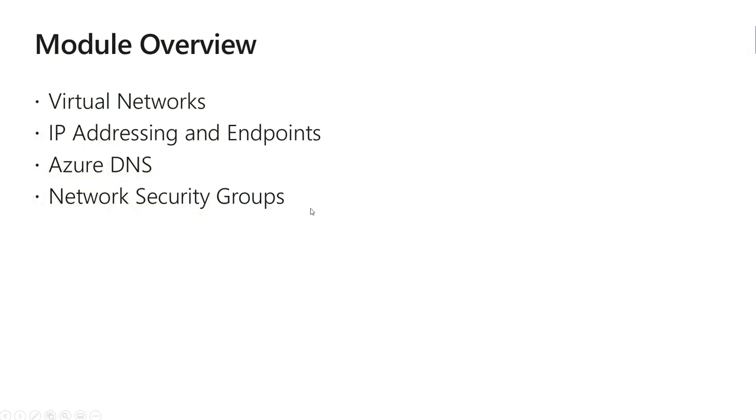So this one will again be divided into two parts. The first part is virtual network, and we talk about the IP addressing and endpoints. The second one we'll talk about Azure DNS and network security group.